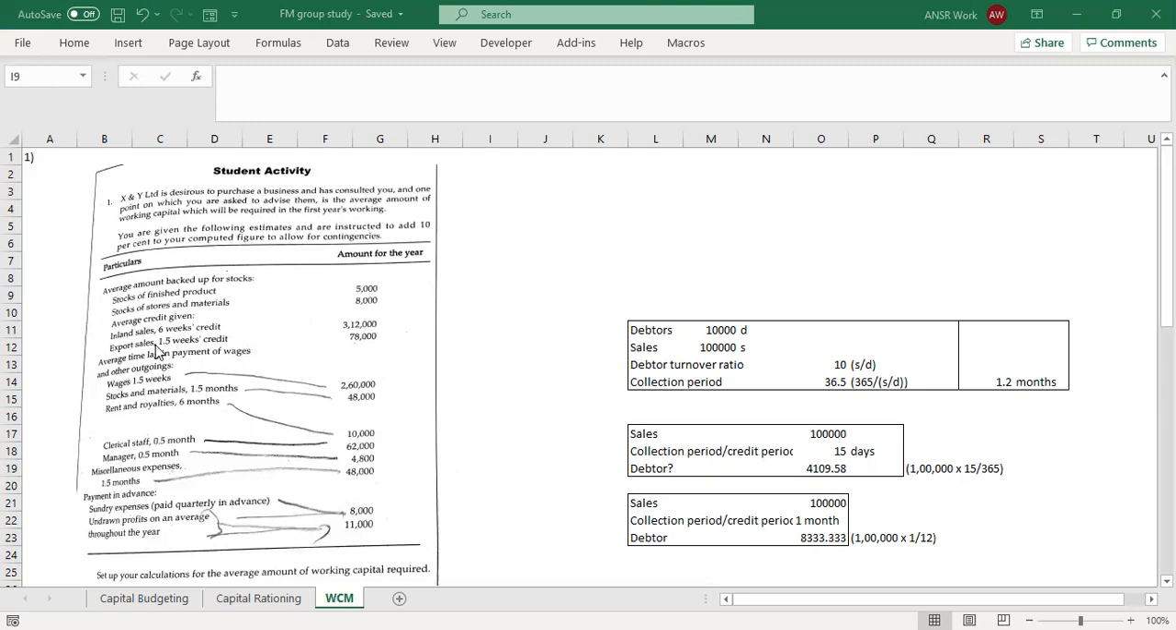Now, can somebody tell me what is the debtor value from inland sales? How many weeks are there in a year? Can somebody tell?